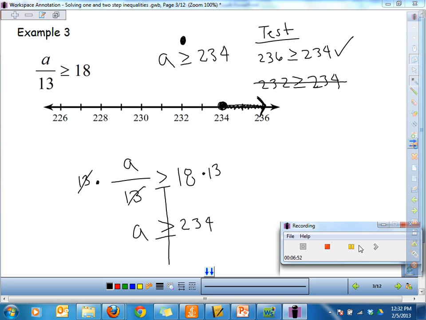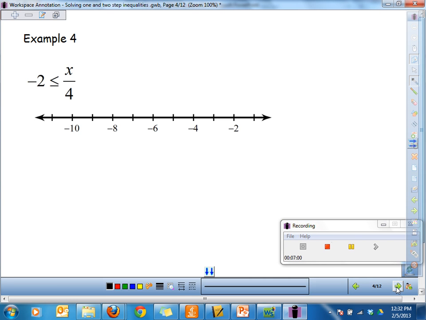Alright, we're going to do a couple more examples, and these are going to get slightly more tricky, so it's really important that you're paying attention as to why we're doing what we're doing. Okay.